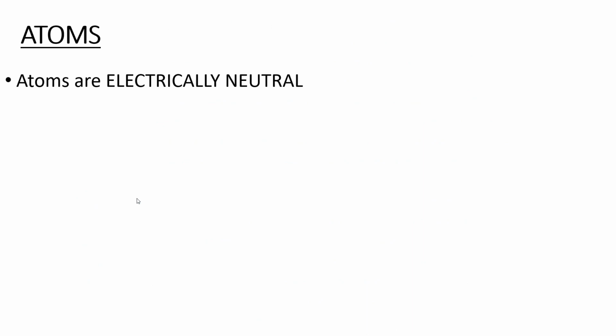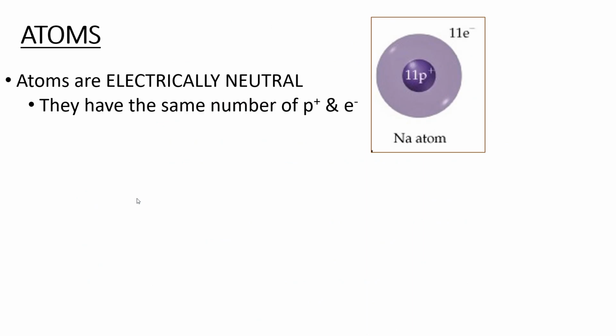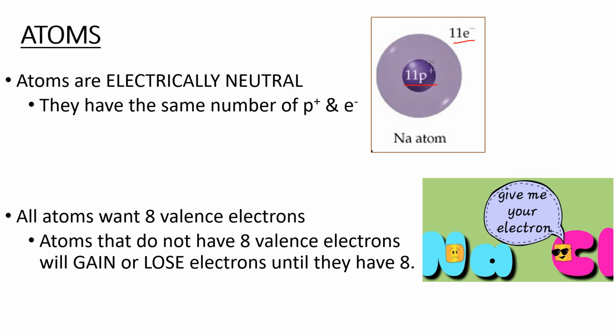Okay, so let's redefine again what an atom is. So this should not be new information. This should be a review. Atoms, like we've said previously, are electrically neutral, which means they have the same number of protons as they have electrons. As you can see for sodium right here, it's got 11 protons and 11 electrons. Now, we know that while it's neutral, it's also unhappy because it doesn't have the right number of valence electrons. We will get back to that.